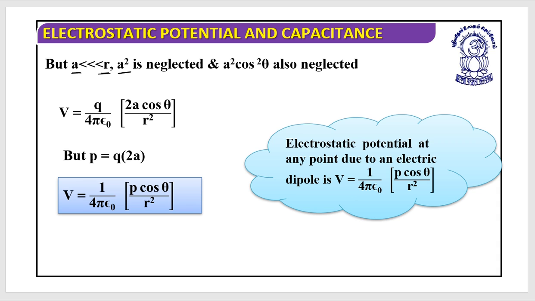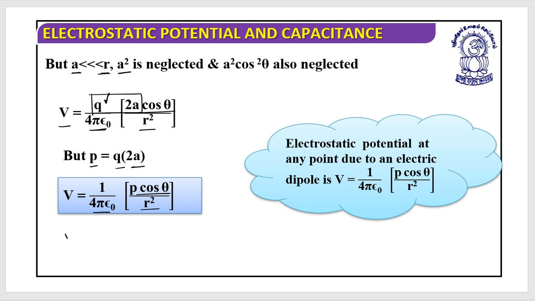So what I can have is V = k·q·2a cos θ divided by r². Now, as we discussed on the very first slide, what is dipole moment p? It's q into 2a. So dipole moment p = q × 2a. If I replace these things with the help of p, this is equal to k p cos θ divided by r².